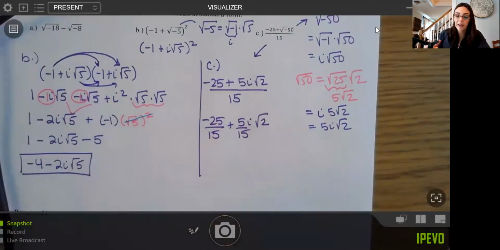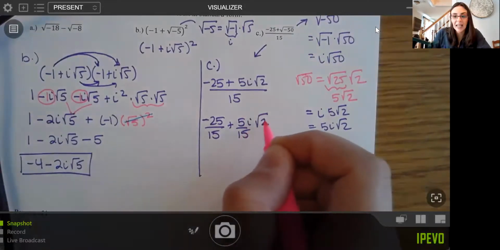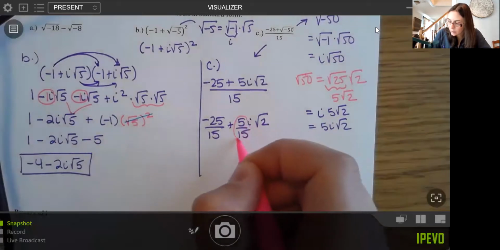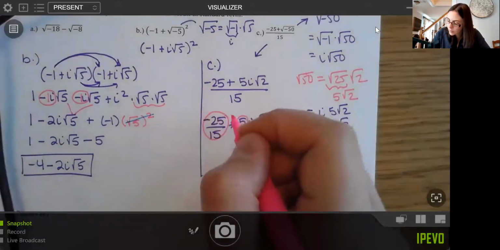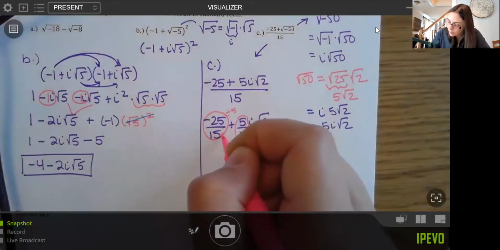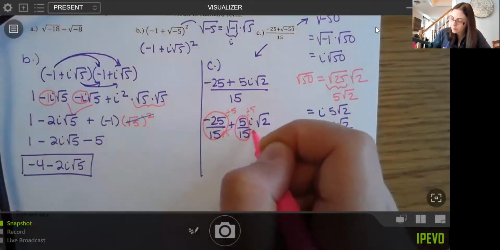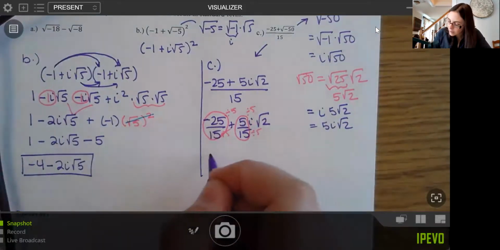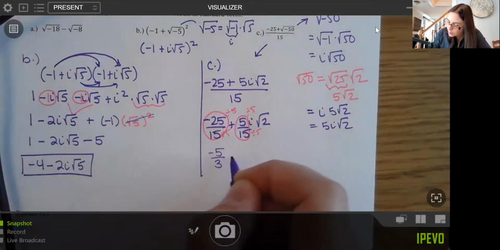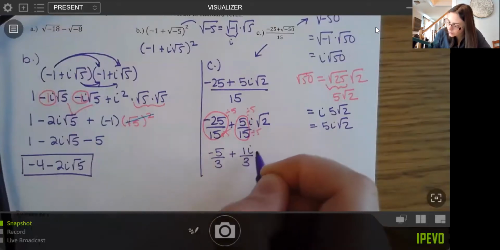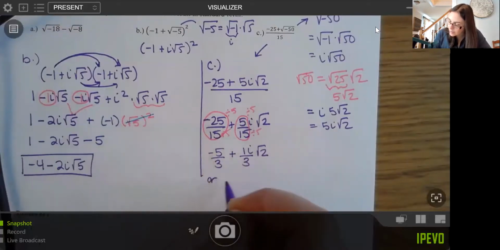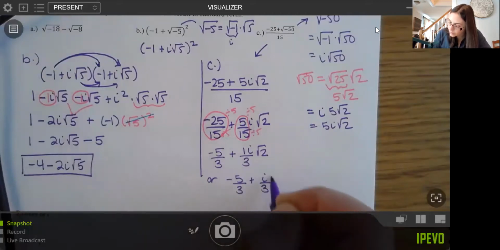Now, when you simplify it with fractions here, you don't actually simplify the 15 inside the root. So you're looking at this fraction and you're looking at this fraction. Now, of course, this one can be divided by 5 in both parts, and so can this one. So I have -5 over 3 plus 1i over 3√2. Or you can write that as -5/3 plus i over 3√2.